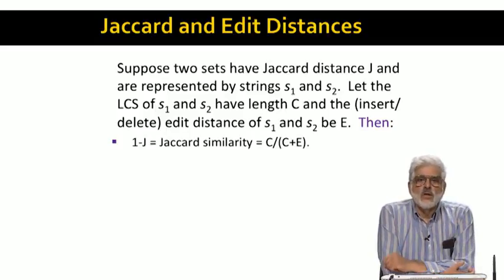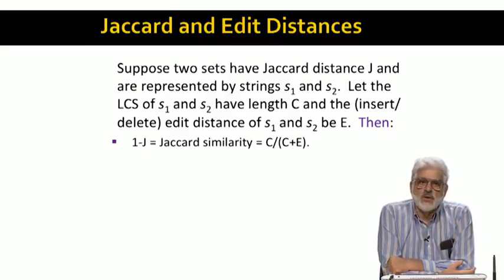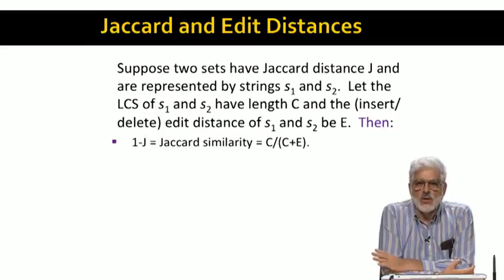We claim that 1 minus J, that is the Jaccard similarity of the underlying sets, is C divided by C plus E. That is, the size of the intersection of the sets is C, and the size of the union is C plus E. To see why, notice string S1 has certain characters that S2 does not have, and vice versa. The only way to convert S1 into S2 is to delete the characters S1 has that S2 doesn't have, and then to insert the characters that S2 has but S1 doesn't.